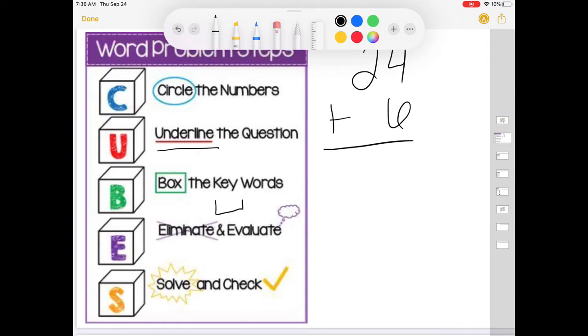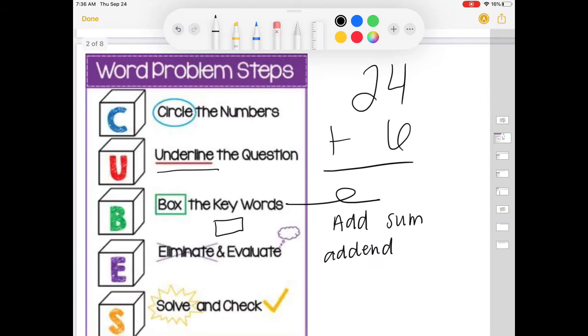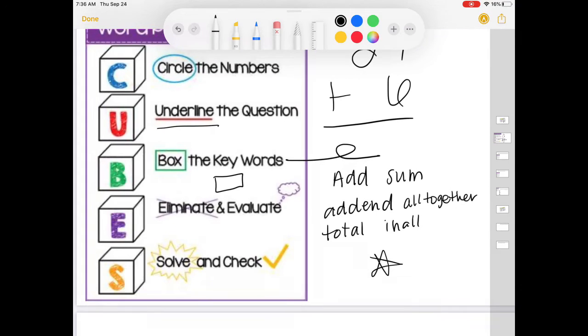So you have to circle your numbers in it. You're going to underline the question. You're going to box in keywords. So those are the addition words like add, find the sum, add and, all together, total, in all. Those are the math words that are going to tell you, hey, you need to add these numbers up.